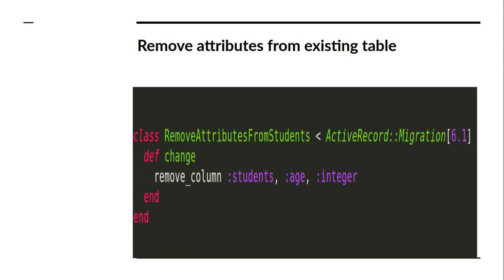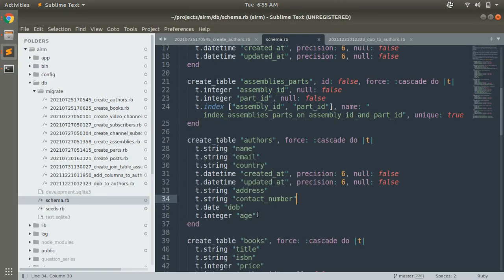Now we will remove attributes from an existing table, because sometimes it happens that we add some attributes which we realize later are not required anymore, so we need to remove such extra attributes from our table. So here we did the same thing in the authors table, that we have two attributes, first dob and then another one, age integer.